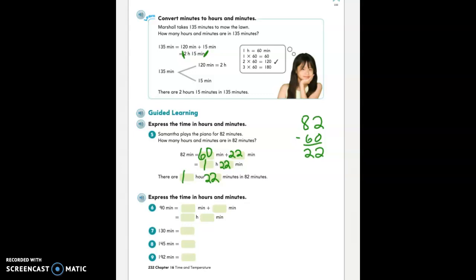All right, to express the time in hours and minutes, I have 90 minutes. So if I look up here again, 1 hour is 60, 2 hours is 120, so 2 hours is too much. So 60 minutes is going to be my number. Again, I need to subtract. I get 30. So 90 minutes is 1 hour, 30 minutes.